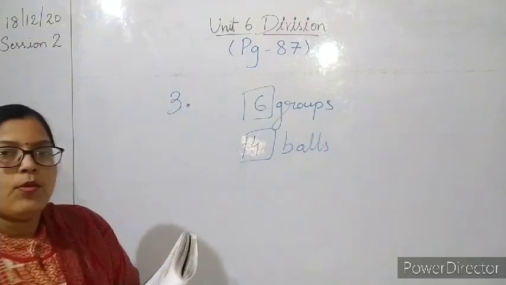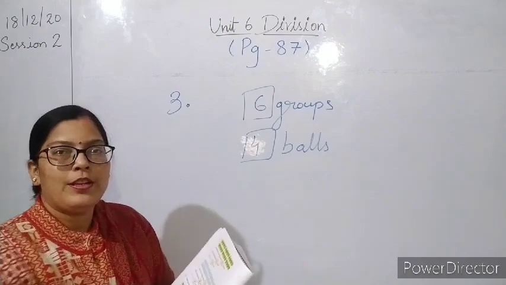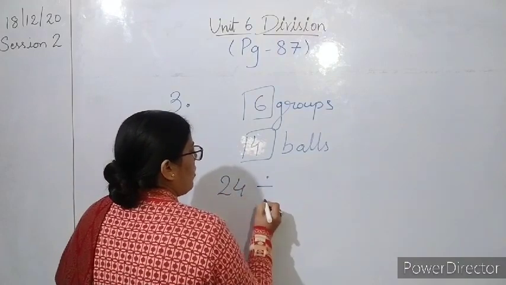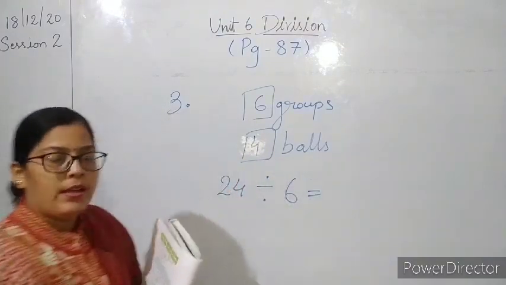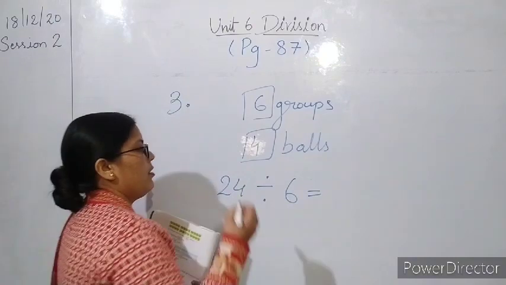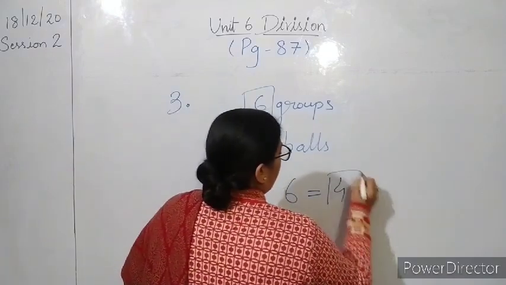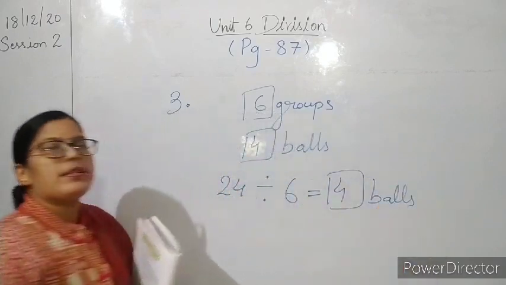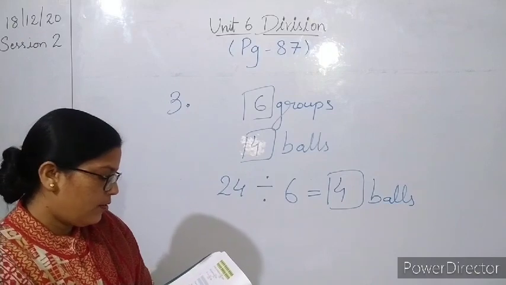Right? Now what is the division fact given? The total number of balls is 24. Okay, the number is 24. You have to divide 24 by 6 groups. Okay, so 24 divided by 6 is equal to how many balls in each group? 4. So the answer is 4. 24 divided by 6 is equal to 4.